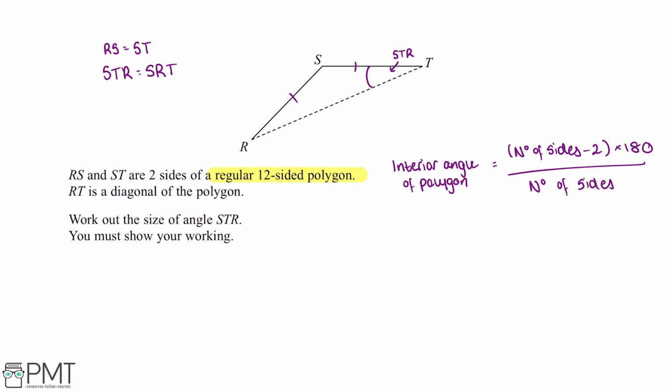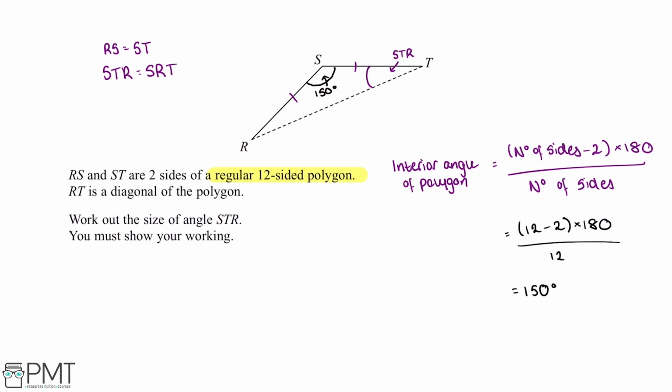So we've been told that this is a 12-sided polygon, and this means that the interior angle will be equal to 12 minus 2, multiplied by 180, divided by 12. And if we put this into our calculator, this will give us an answer of 150 degrees. Because sides RS and ST are two sides of the regular 12-sided polygon, this makes angle RST the interior angle of the polygon, therefore equal to 150 degrees.